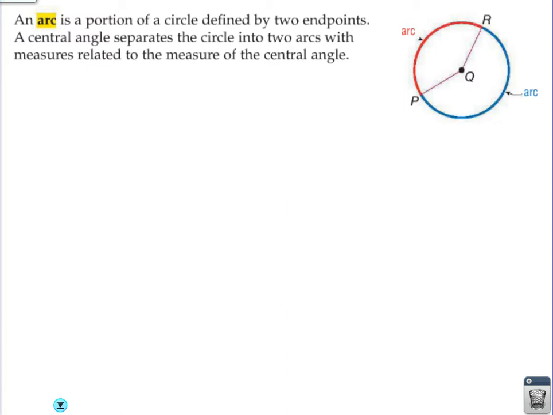Again, talks about the same thing in pre-calc. An arc is a portion of a circle defined by two endpoints. We're not talking about all the way around the circle. We're talking about a portion of it. Okay. An arc is a portion of a circle defined by two endpoints.